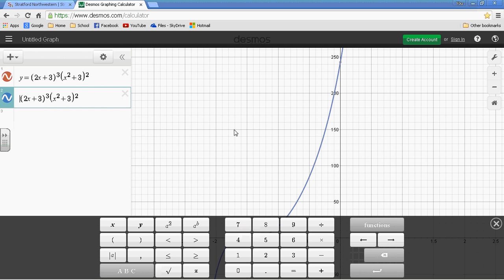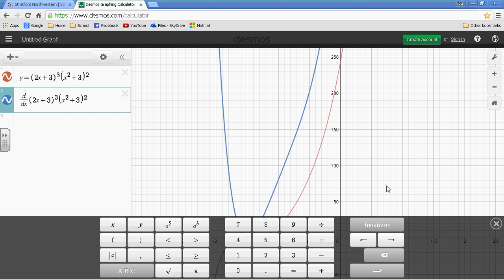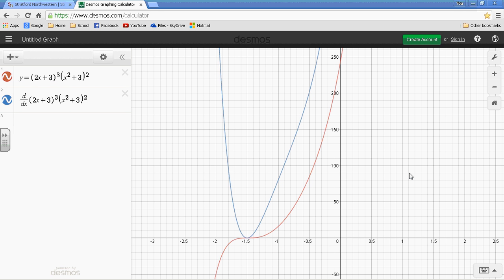Basically, what I did is I copied that, and then I went to functions, miscellaneous, and one of them is the derivative. Bam. Just like that, it graphs the derivative. So that's kind of nice, especially if you want to do test points.